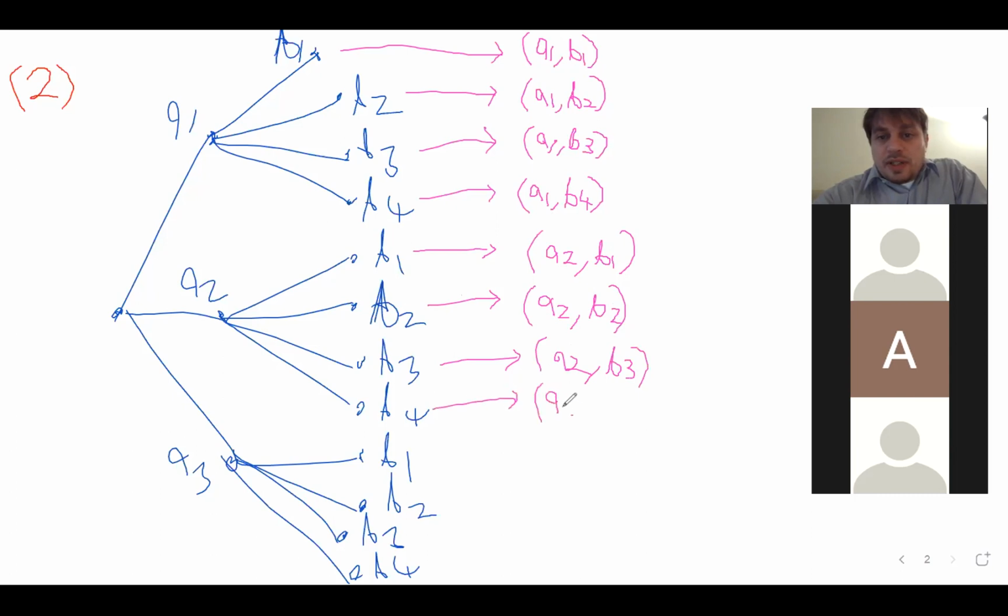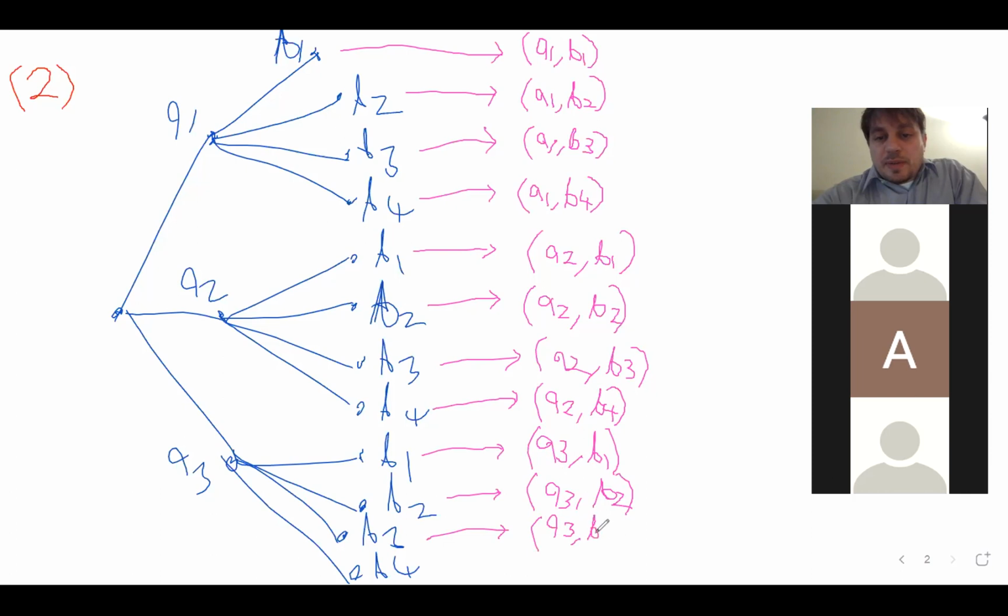Each branch gives you another ordered pair. The order is so that you know the first element is the first choice in set A, and the second element is your choice in set B. So the ordered pair is important. You cannot put this as a set. You need to differentiate between your choice in set A and your choice in set B.